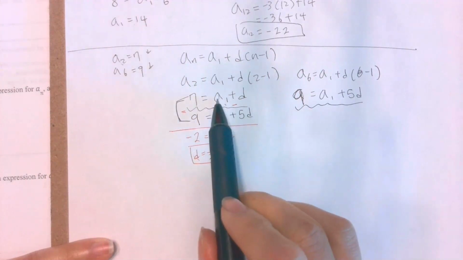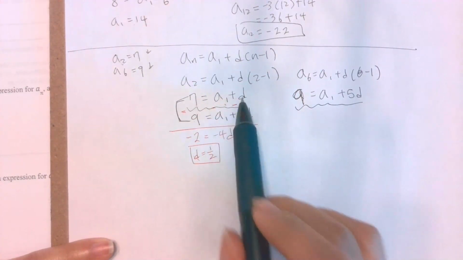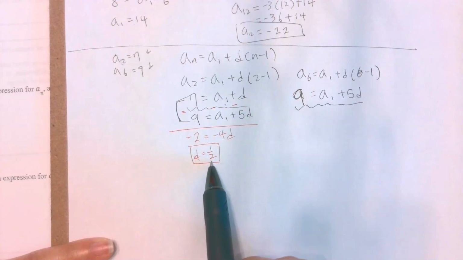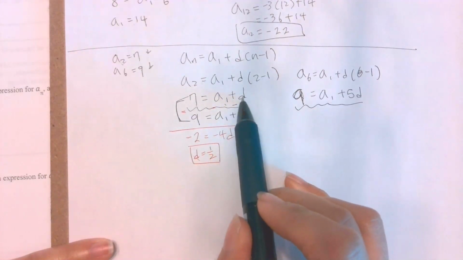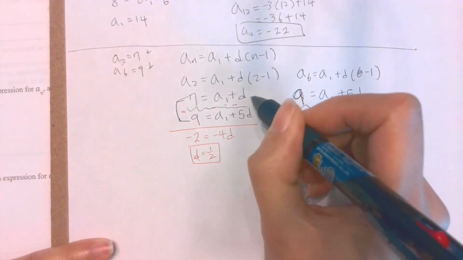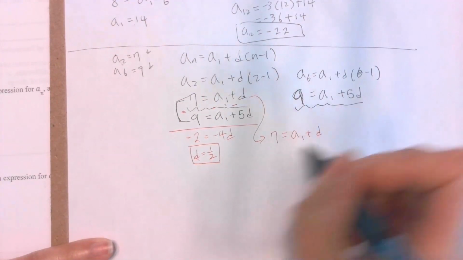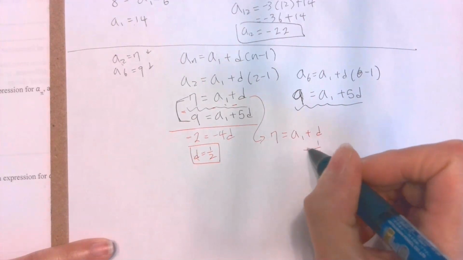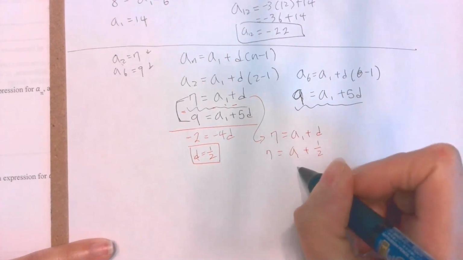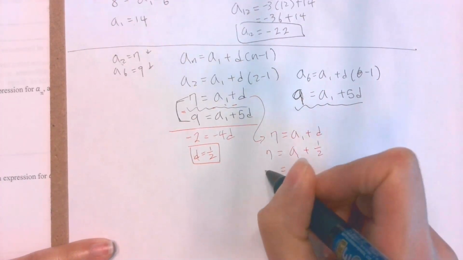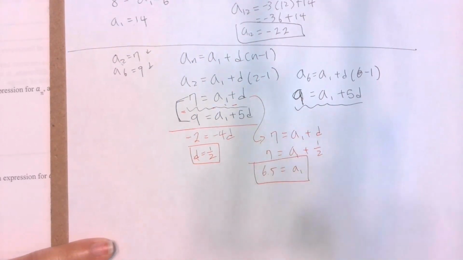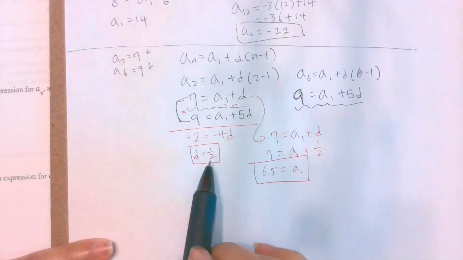Okay, all right, remember we have two variables. We just found one variable. How do you find the second one? You plug that back in to find it, right? So let me put this down over here. I have 7 is equal to a sub 1 plus d. We said d is half. Then a sub 1 must be 7 minus half, which is 6.5. Yay! All right, so we found the common difference.